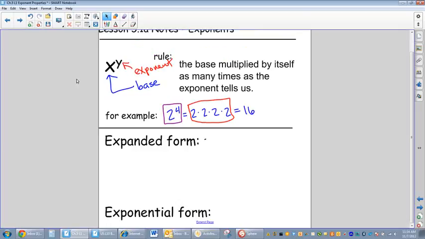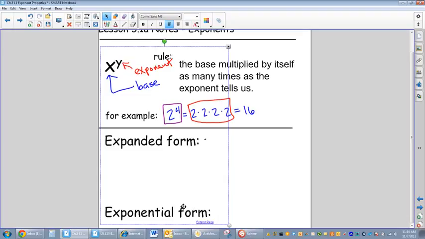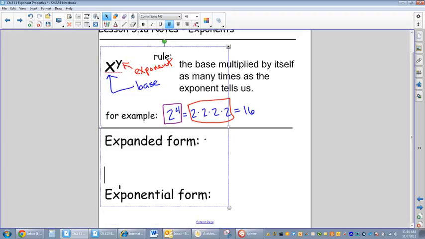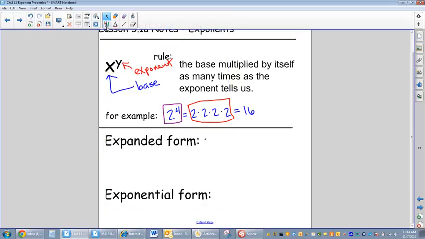So let's pick on somebody here. Angel, which one do you think is expanded form? The red one, yeah, the 2 times 2 times 2 times 2, right? Because it's expanded out. So what is expanding? Like if you expand a balloon, it gets what? Bigger, right? So it expands.